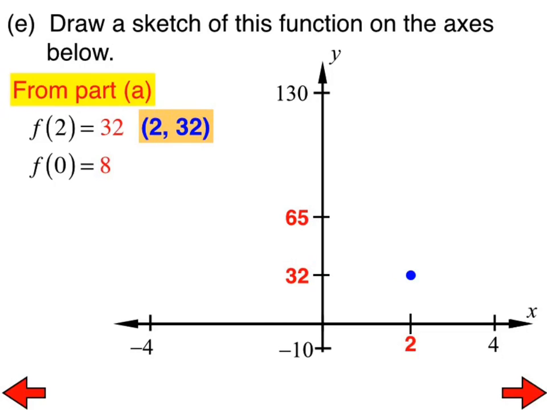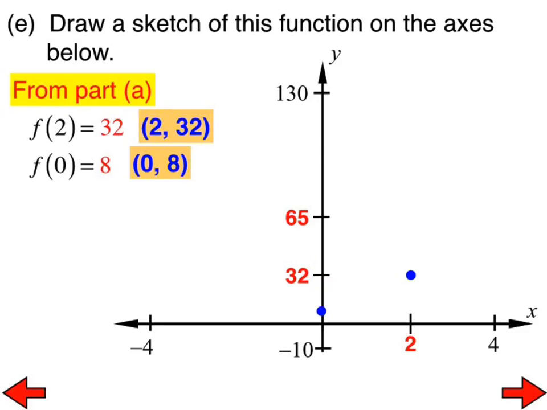All right, second ordered pair from our table from part A. f of 0 was 8, so that gave us another ordered pair, 0, 8. So let's plot 0, 8. That would be approximately right there. And I know that because if 32 is right there, 16 is about right there, and so on. We're just drawing a sketch.